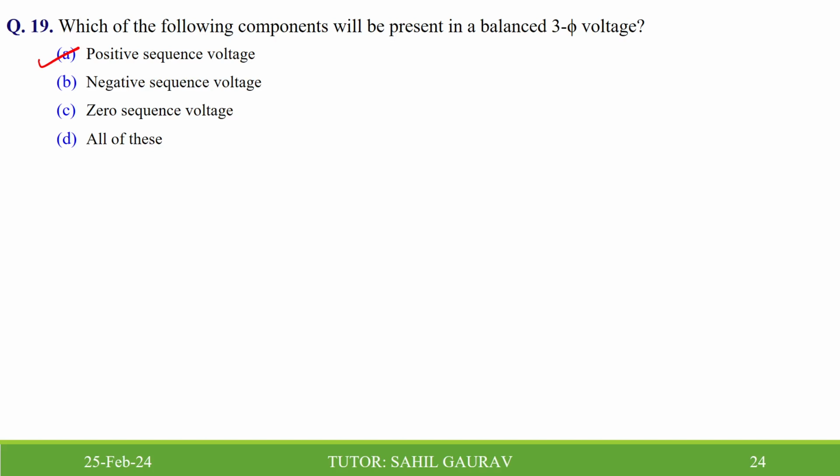So in an unbalanced system, you can convert it into three sequence networks, that is positive sequence component, negative sequence component, and zero sequence component, and these sequence components are balanced in themselves. Means you can convert an unbalanced system into a balanced system with these three sequence components. So that is the fundamental. While if a system is already balanced, only positive sequence components will be present there.